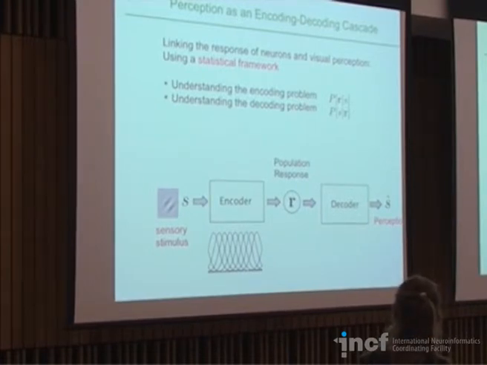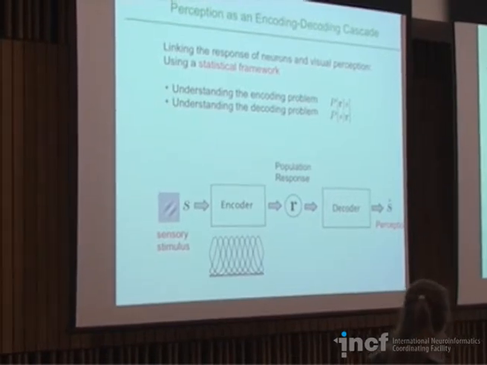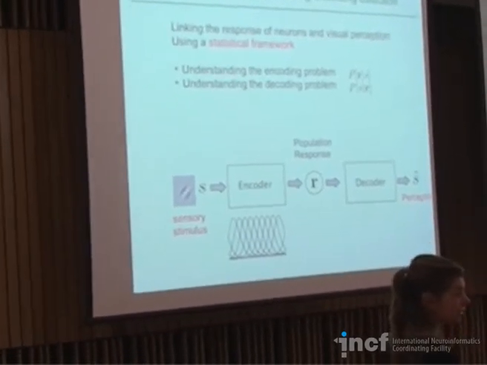So the transformation between a sensory stimulus and population response, that's the encoding stage, and then the transformation between this population response and perception. So what's the response of the subject, maybe in terms of what he or she is perceiving or how he or she is behaving. So the response as you can measure on a psychophysical task.